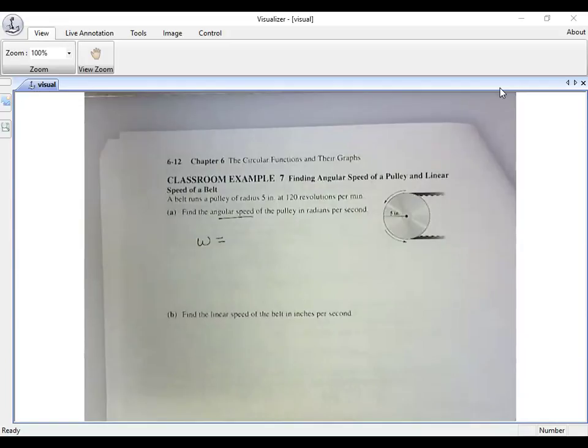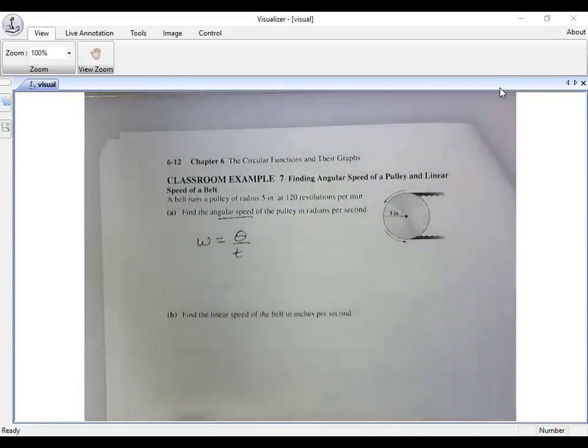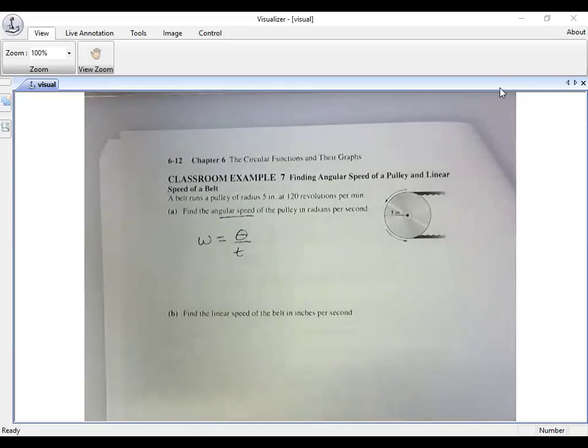So omega is going to equal, what am I supposed to do? What was my formula to find omega? Angle theta divided by time. And I wanted angle theta to be in radians. Now, have they given me an angle measure here? Not exactly. What did they tell me? 120 revolutions. So that 120 revolutions per minute is not in radians, but maybe I can do a unit conversion to get it into radians.